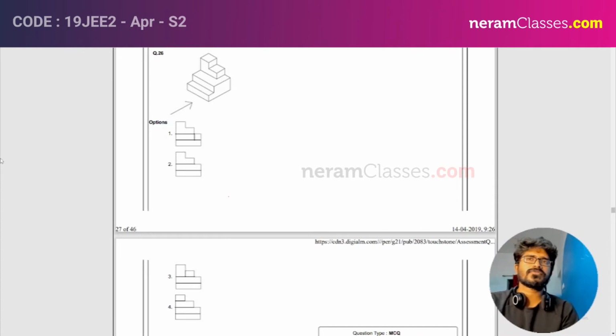Question number 26 is we need to find out the correct matching elevation based on the direction of the arrow.